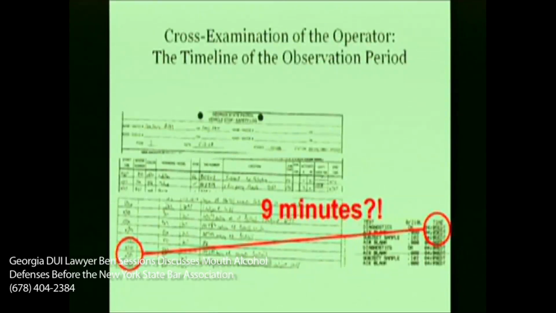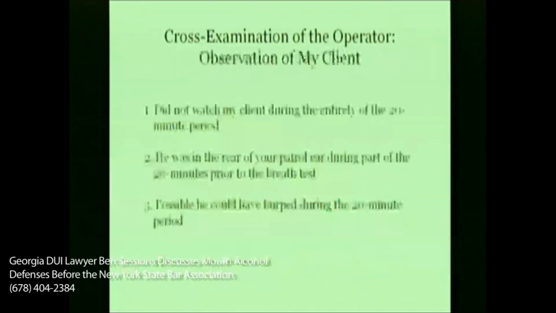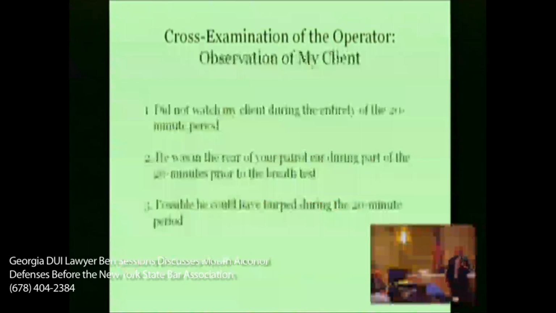Most jurors will look at that and say, there's no way you can know if a person burped or belched if you've got a plexiglass divider in between there. Again, this is just going through the cross chapter for the observation period, making sure that you're locking the officer there and you've got those materials.